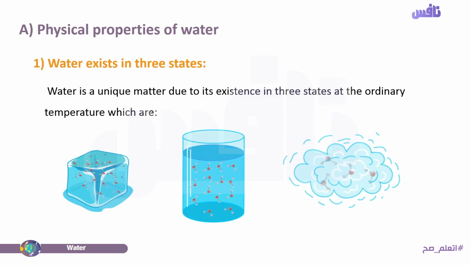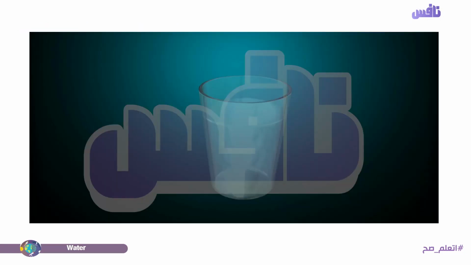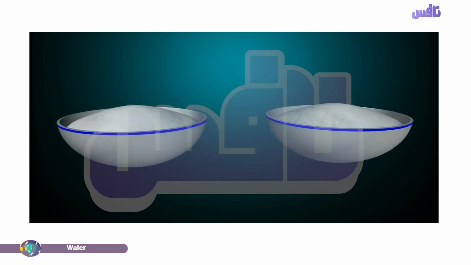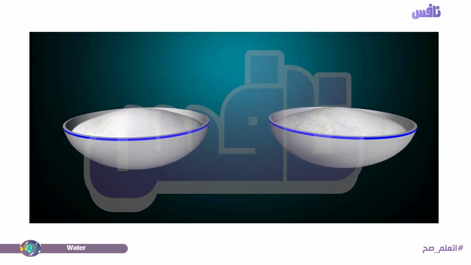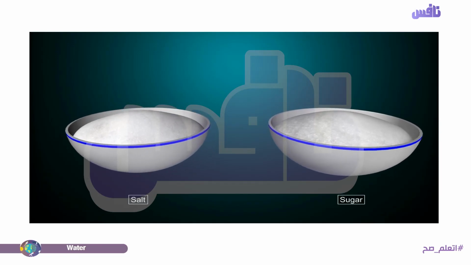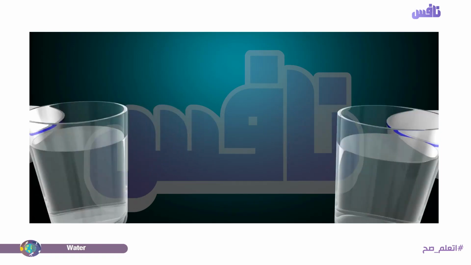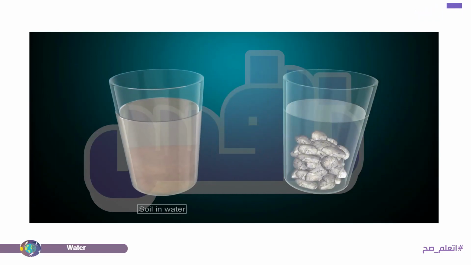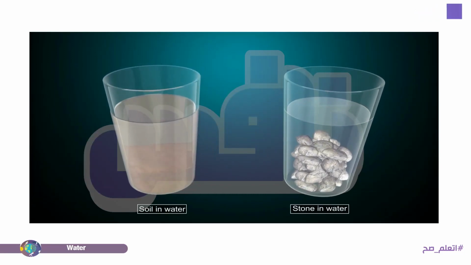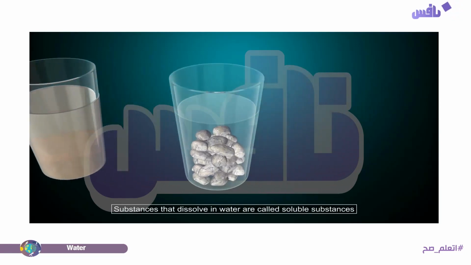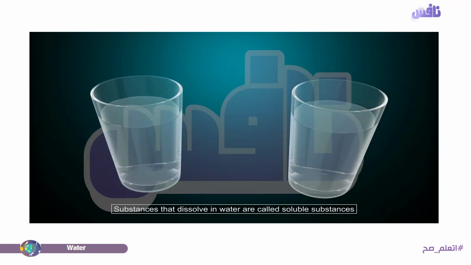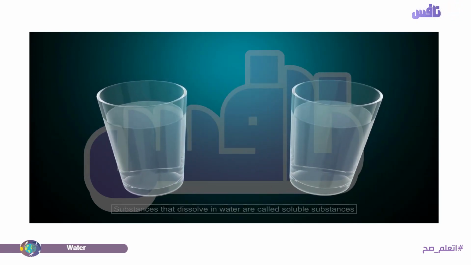Now let's watch a video about the second physical property of water. If we have a cup of water and the salt, and sugar. Okay, the salt solution, the soil in water, and the stone in water. What do I notice? Some substances dissolve in water. I call these soluble substances.